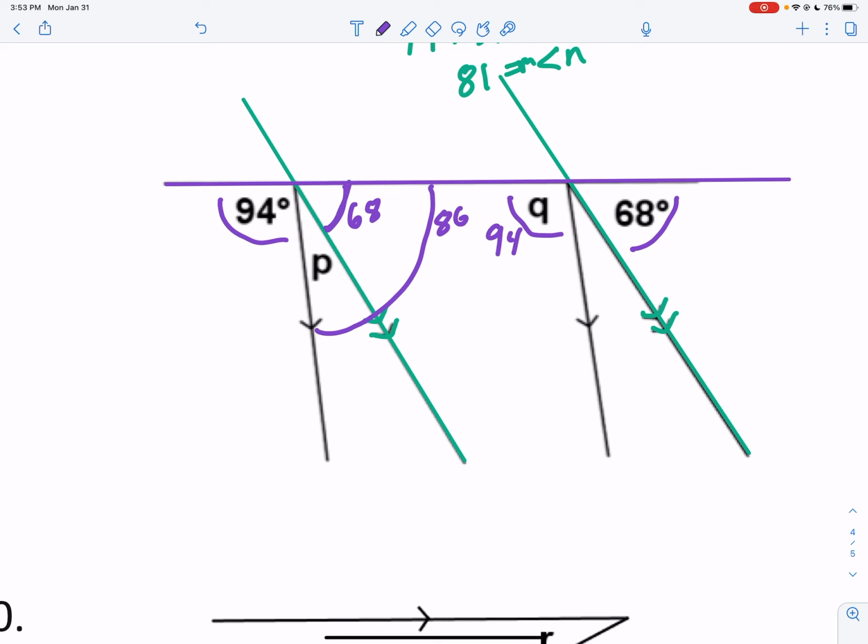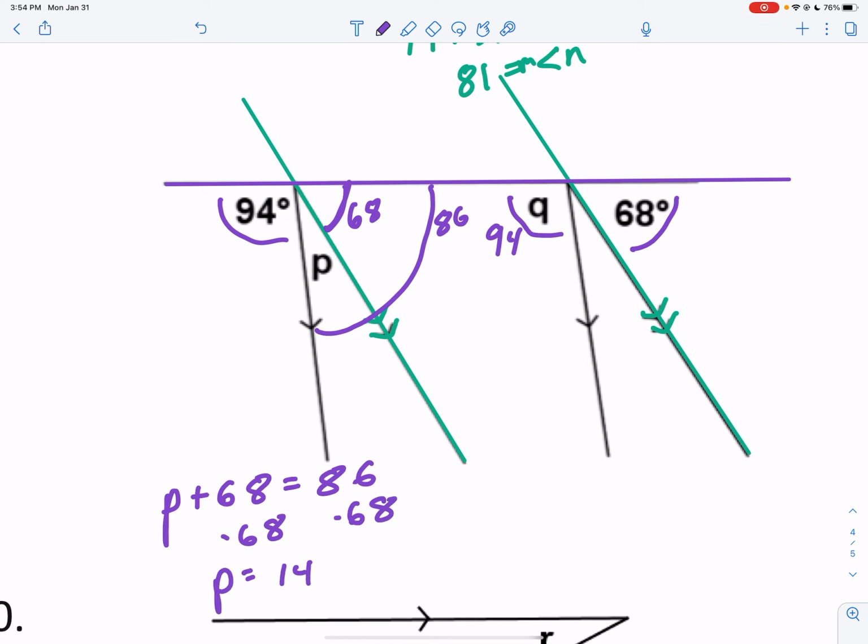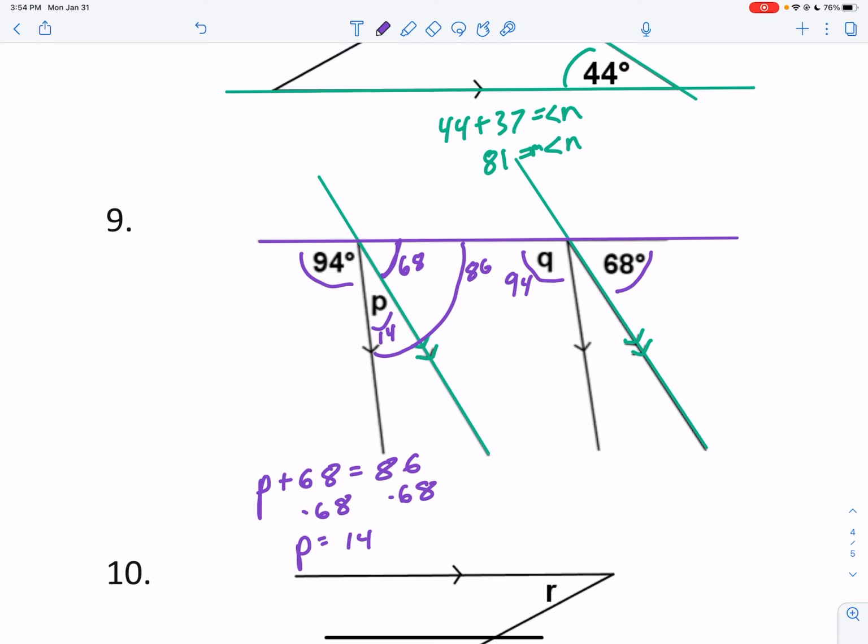So we know that P plus 68 equals 86. So let's subtract 68 from both sides to get P is equal to 14. So this part right here is 14, and we are actually done with this one.